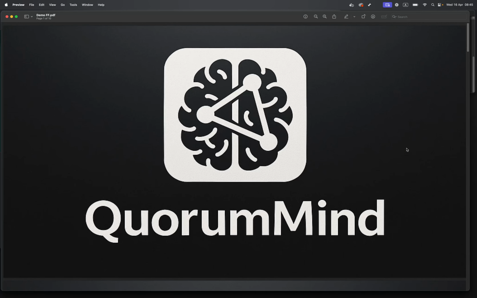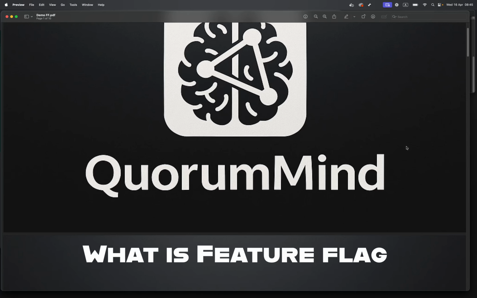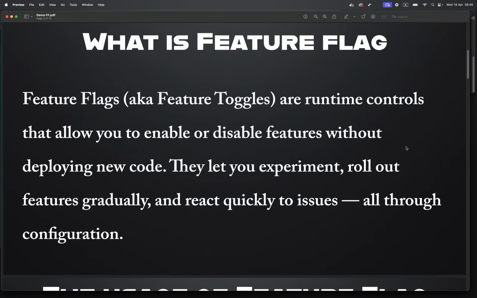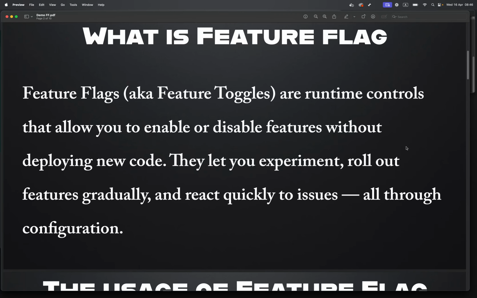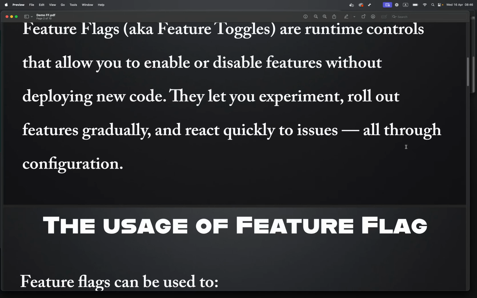Today we'll speak about the feature flag. What is a feature flag? It is a runtime control that allows you to enable or disable some features or behavior of the application. It lets you experiment with configuration without touching any code in the runtime.